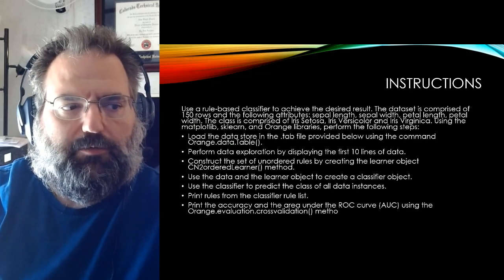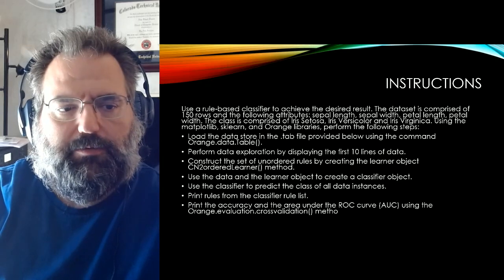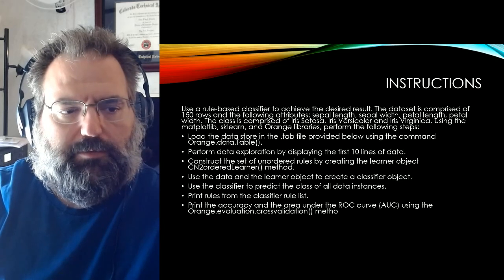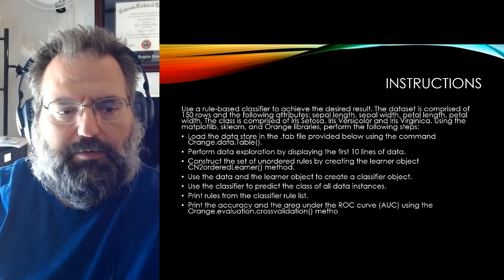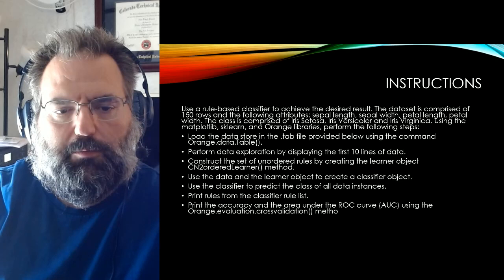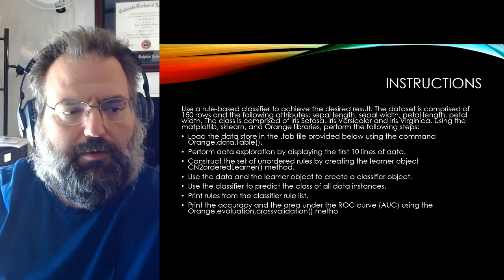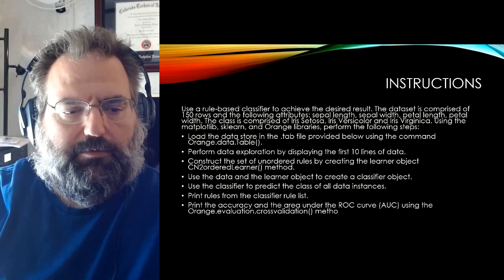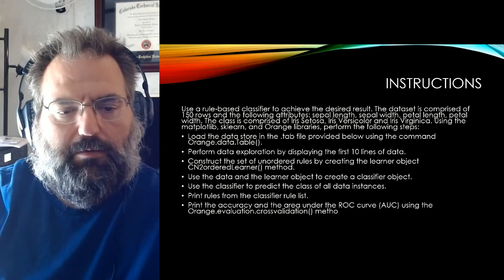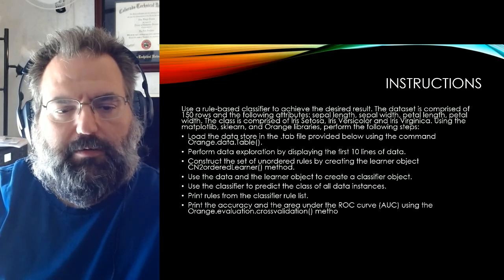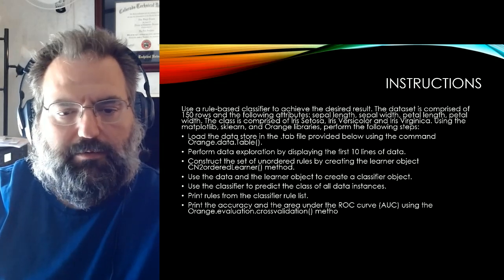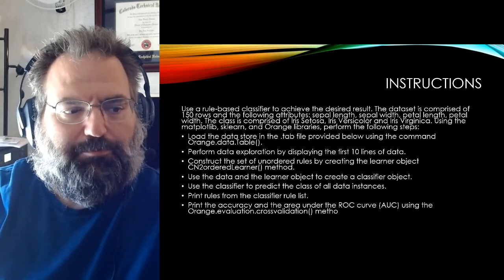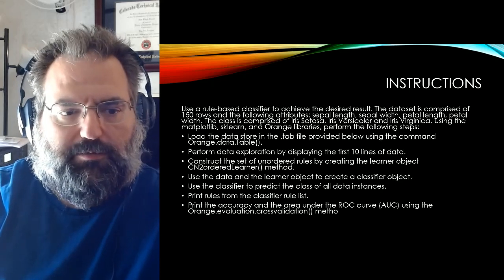So your instruction is to use a rule-based classifier to achieve the desired result. The data set is comprised of 150 rows and the following attributes. You have the sepal length, the sepal width, petal length, and petal width. The class is comprised of basically Iris setosa, Iris versicolor, and Iris virginica, I guess it is. Using, you can tell I'm not a biology major, the matplotlib, sklearn, and Orange libraries, perform the following steps.